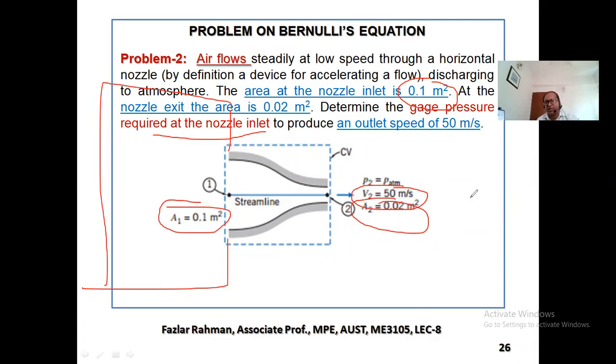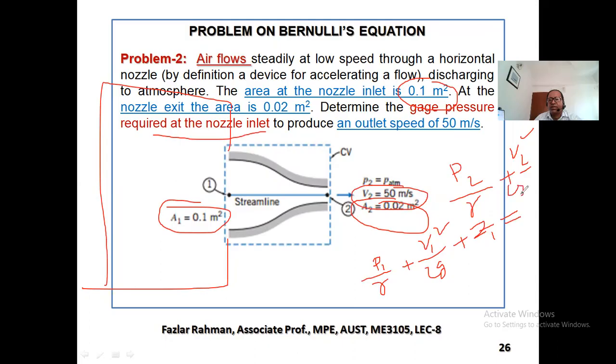This is the kind of designing of a nozzle. So how will you figure it out? You need to apply Bernoulli's equation between points 1 and 2. At point 1, you get P1 by gamma plus V1 square by 2g plus Z1. Energy at point 1 will be equal to energy at point 2. That means P2 by gamma plus V2 square by 2g plus Z2, right?